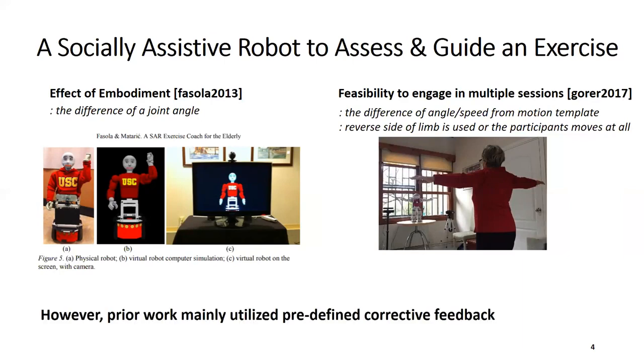However, prior work mainly utilized predefined corrective feedback. For instance, based on joint angle, they check whether a motion is complete or not and provide feedback on the arm position. And generating personalized feedback for individual patients with various kinematic variables still remains a challenge.